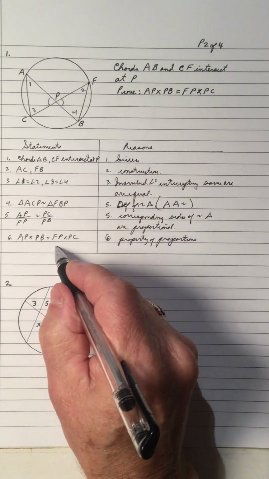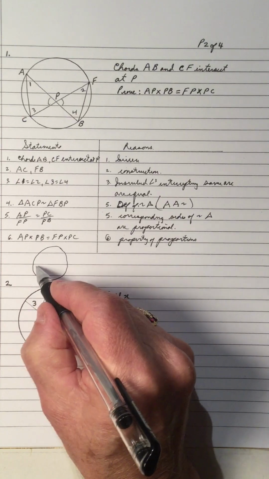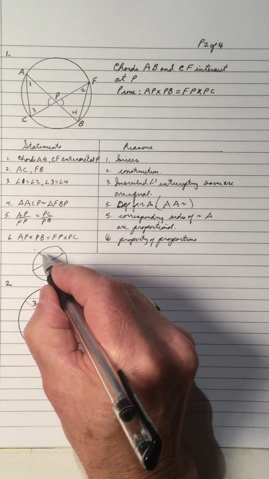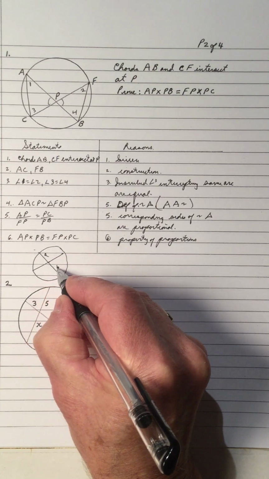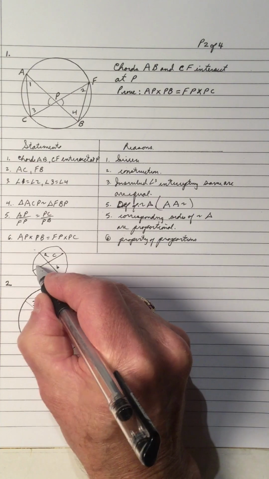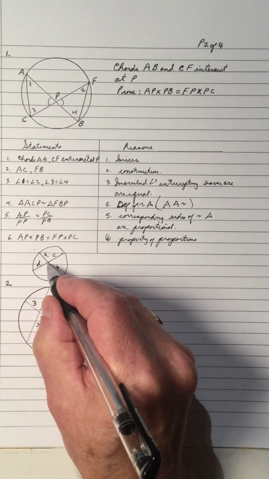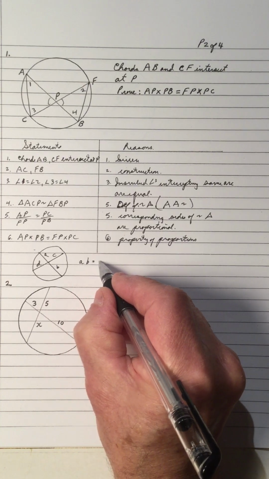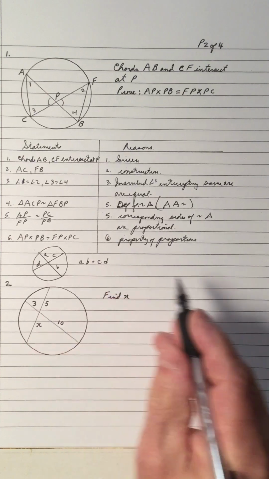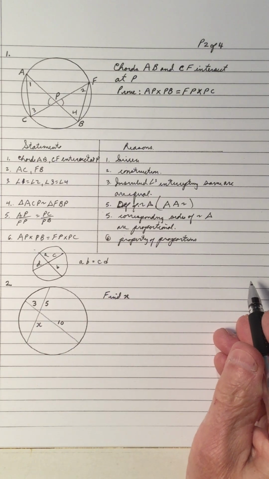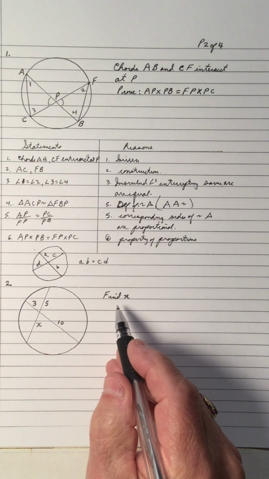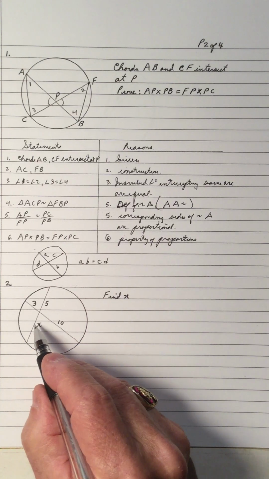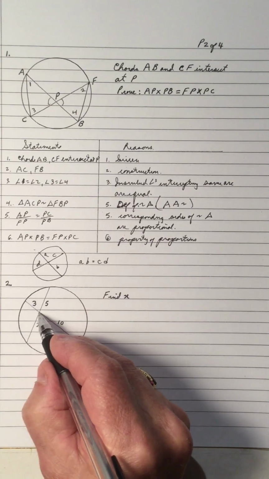Just to relate that, if I take another circle and draw two chords intersecting, and I label these lengths here A and B, and this one C and D, so this is two chords intersecting. That means A times B equals C times D, the product of the chords. Now let's do number 2, not a proof, since we already did the proof. We have two chords intersecting at this point.